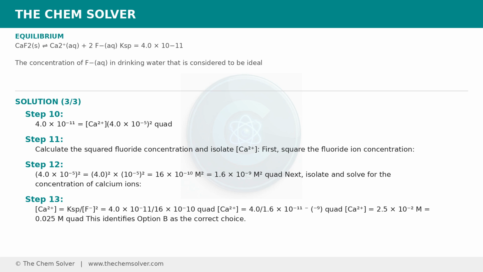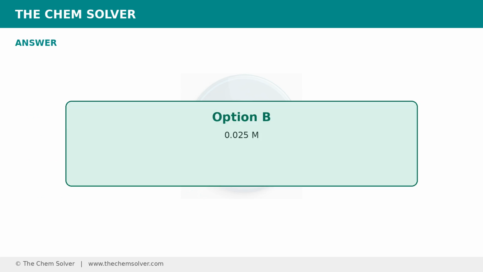[Ca²⁺] equals Ksp over [F⁻]², which is equal to 4.0 times 10⁻¹¹ over 16 times 10⁻¹⁰. So [Ca²⁺] equals 4.0 over 1.6 times 10⁻¹¹⁻⁽⁻⁹⁾, which gives 2.5 times 10⁻² molar, equals 0.025 molar. This identifies option B as the correct choice. The correct answer is option B, 0.025 molar.